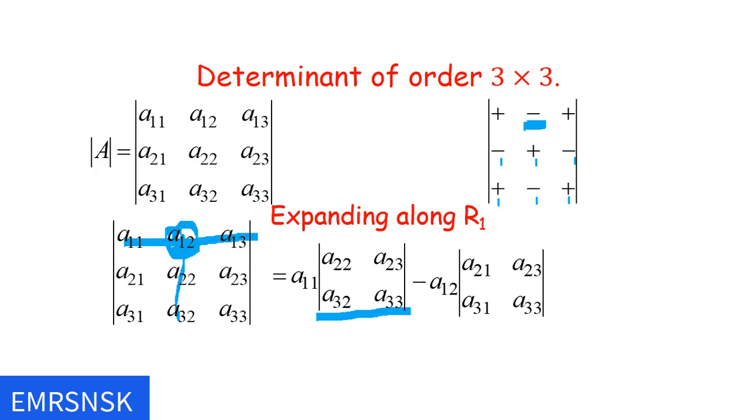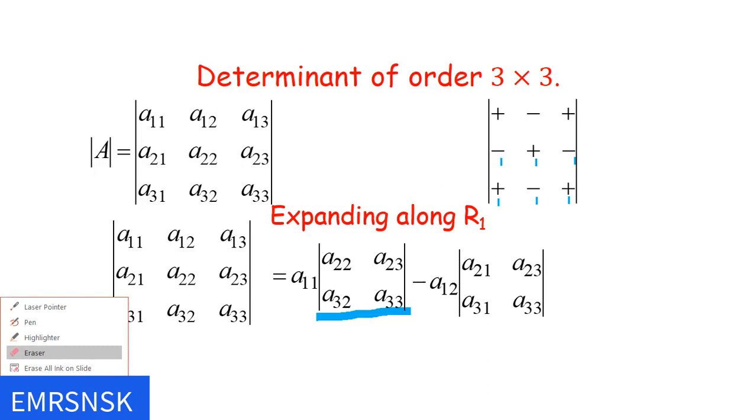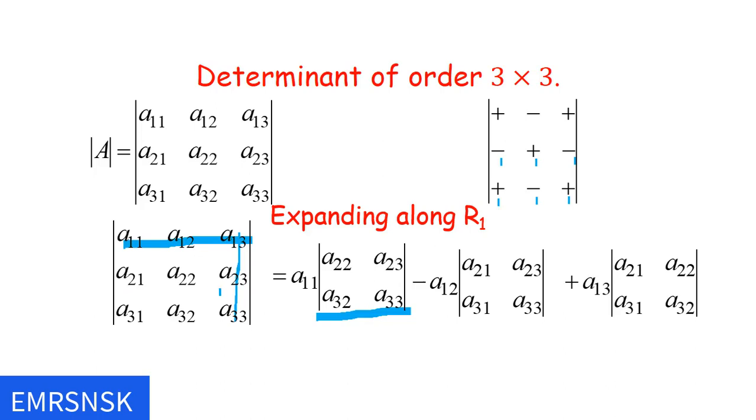Now similarly, how will you write the third element? I will erase this. The sign convention for the third element is plus, so this will be plus A13. Now what will you delete? You will delete first row and third column. So this will be the determinant of A21, A22, A31 and A32. Now we know how to find the determinants of order 2 by 2.